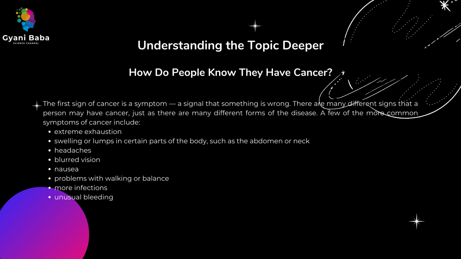How do people know they have cancer? The first sign of cancer is a symptom, a signal that something is wrong. There are many different signs that a person may have cancer, just as there are many different forms of the disease. A few of the more common symptoms of cancer include extreme exhaustion, swelling or lumps in certain parts of the body, such as the abdomen or neck, headaches, blurred vision, nausea, problems with walking or balance, more infections, unusual bleeding.